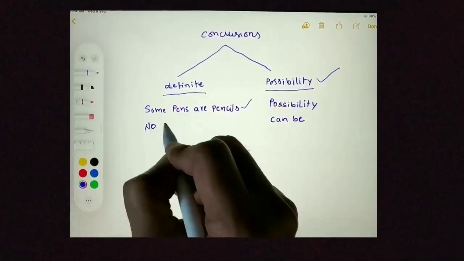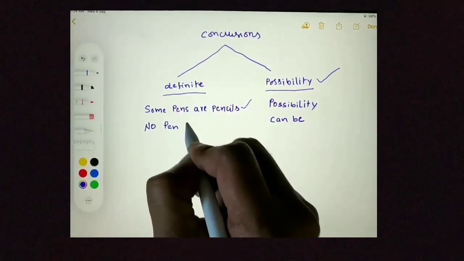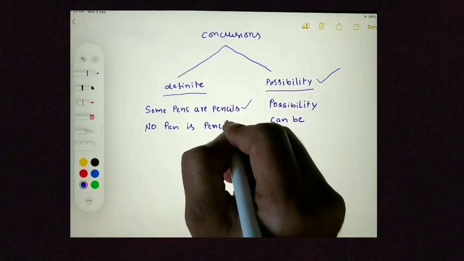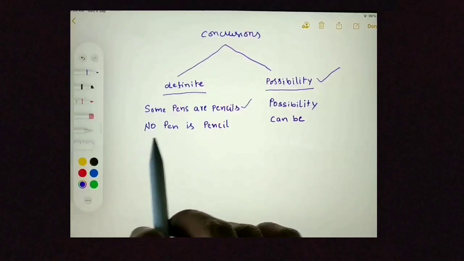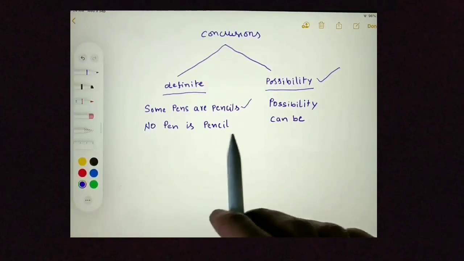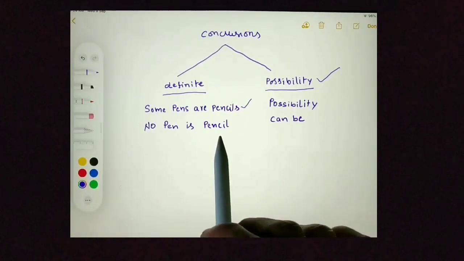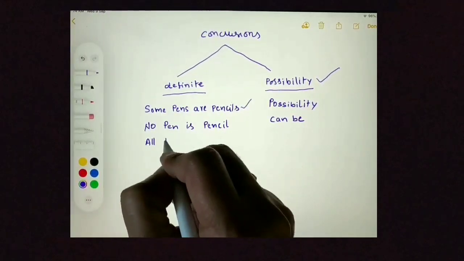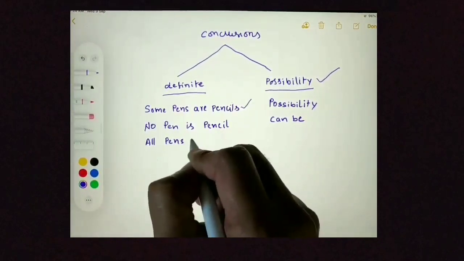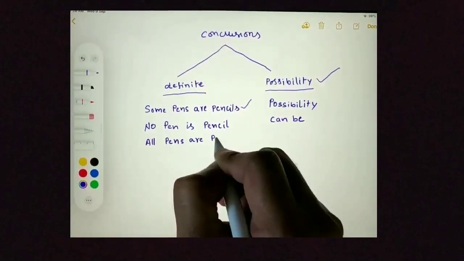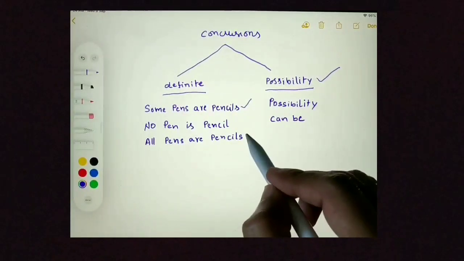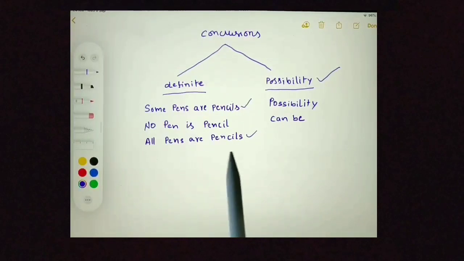Let's see some more examples of definite conclusions. No pen is pencil. This is also a definite conclusion because it does not contain the possibility word, and it does not contain can be. All pens are pencils. This is also a definite statement because it does not contain the possibility word or can be.